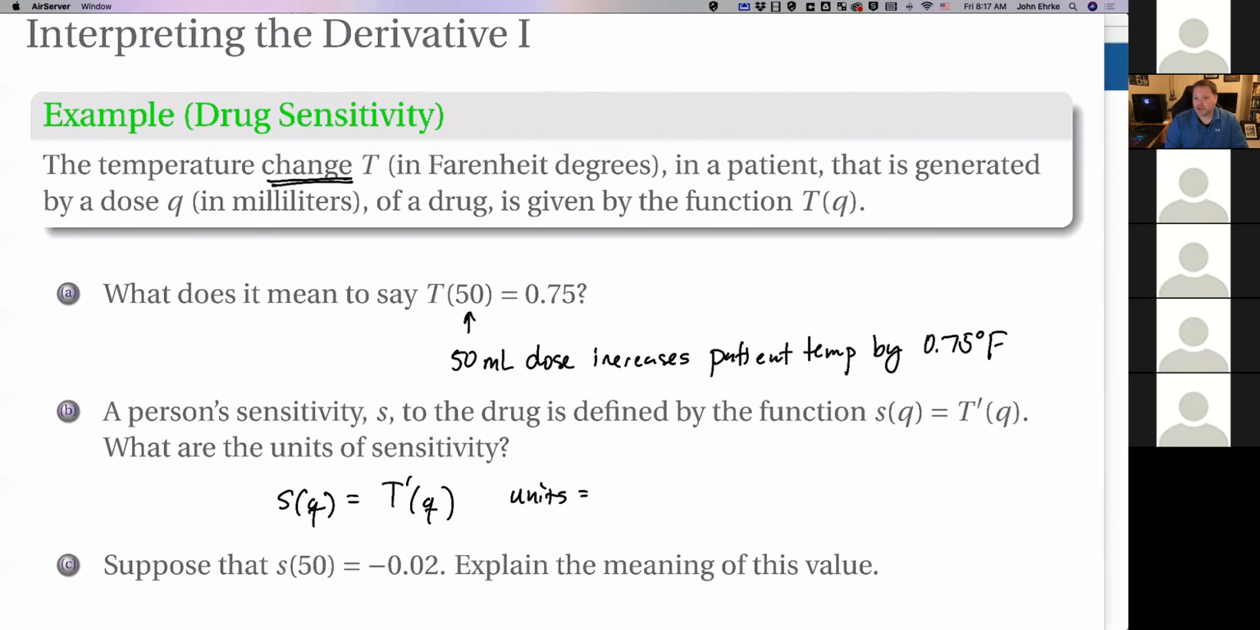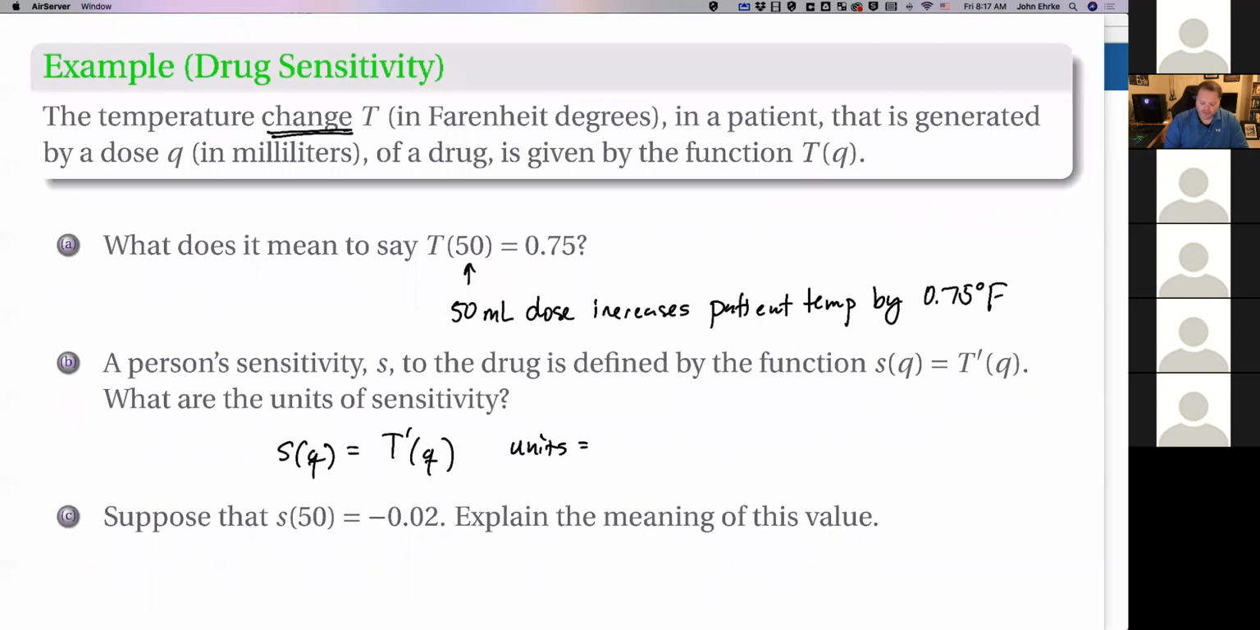See, this is where the Leibniz notation is more interesting. Remember that T prime of Q, another way to write that is the derivative of T with respect to Q. The reason that the Leibniz notation for the derivative is more informative is it gives you an idea of what the ratio is. So remember that the units of the derivative are the units of the ratio being calculated. So what would the units be if this is the ratio?